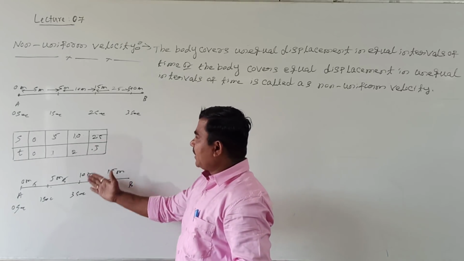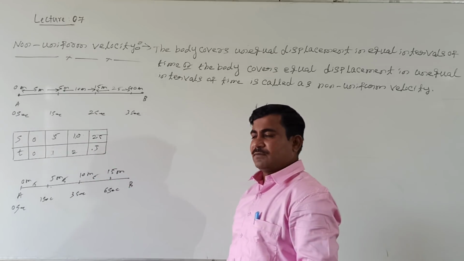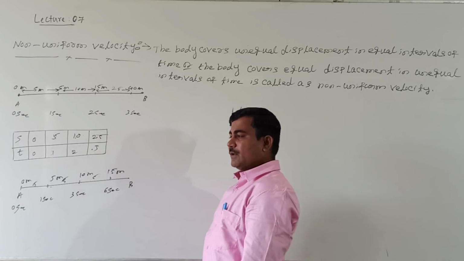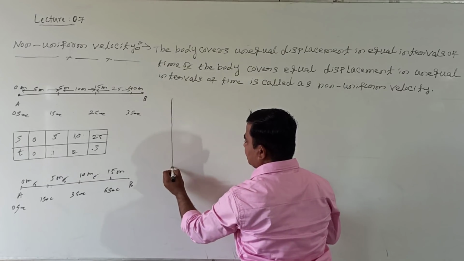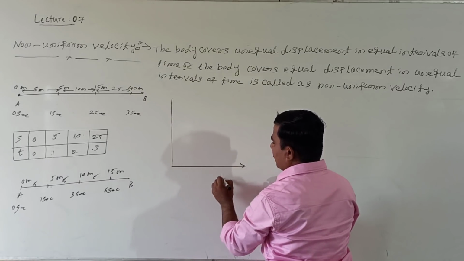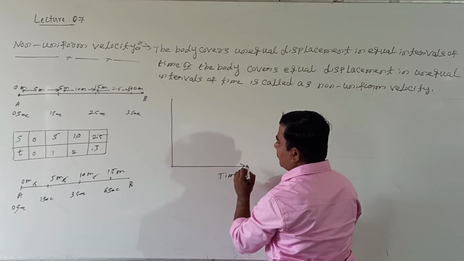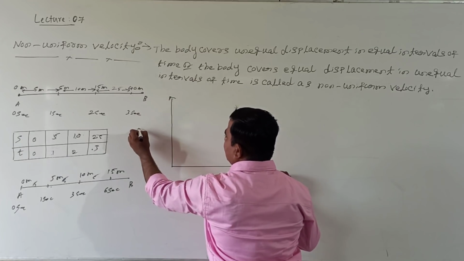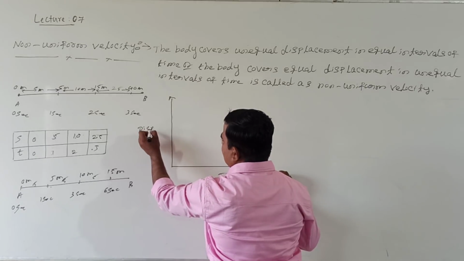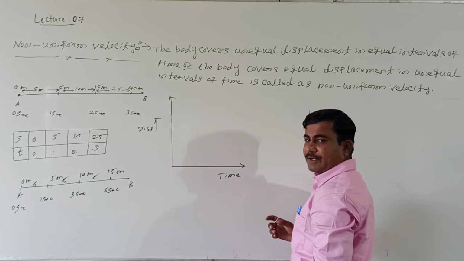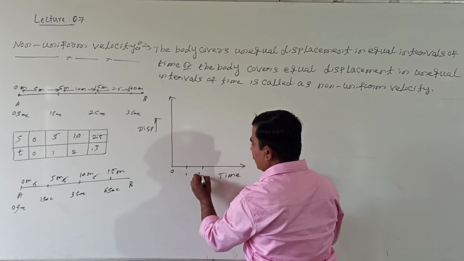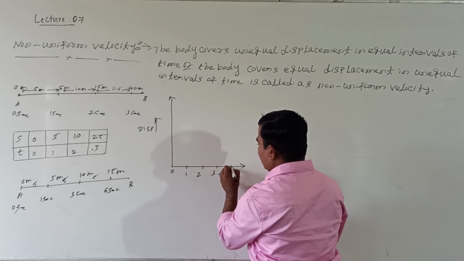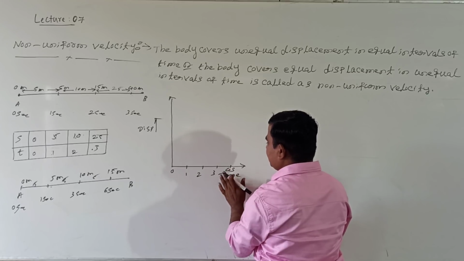Then for this I will take the graph here. Along the x-axis I will take the time, and along the y-axis I will take the displacement. Here 0 second is there. Here 1 second, 2 second, here 3 second, and here 4 second.